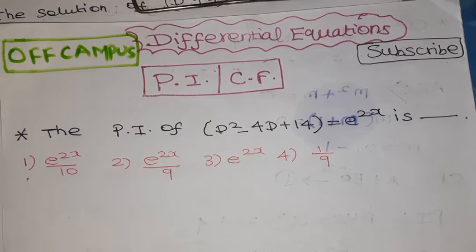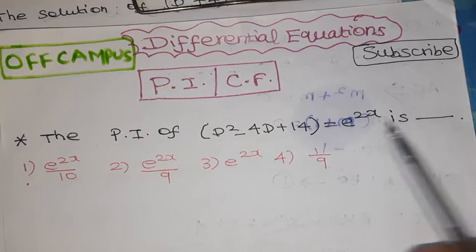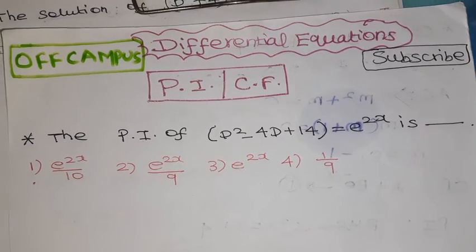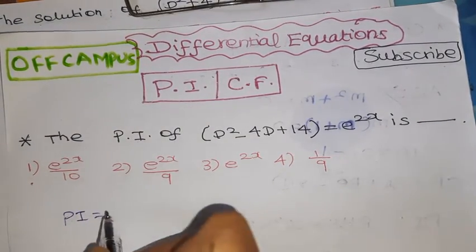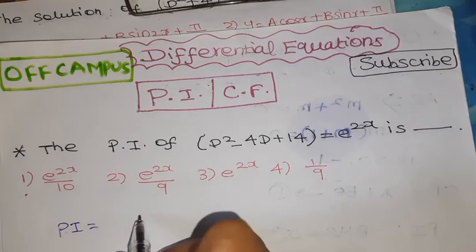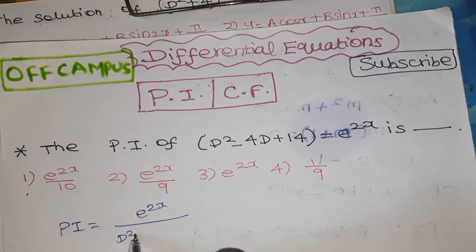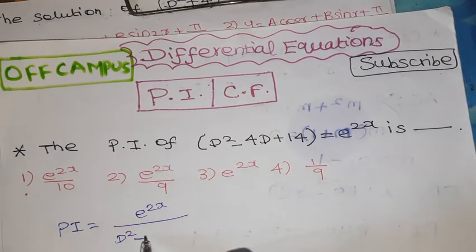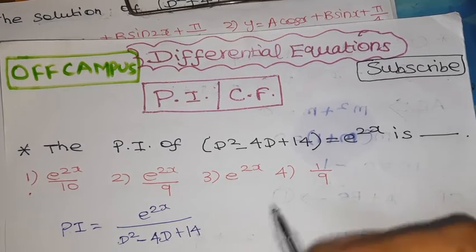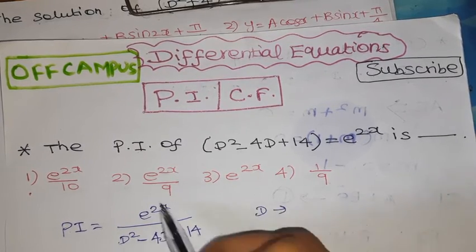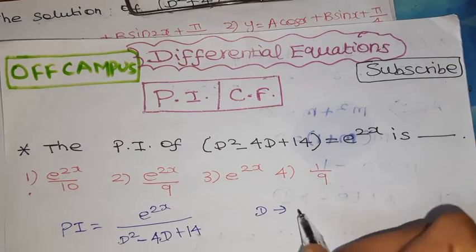First question: the PI of (D squared minus 4D plus 14) y equal to e power 2x. So, it is of the exponential form. For that exponential form, particular integral, in short we can say PI. To find PI, we use the RHS. RHS is of what type? Exponential type. For that, write the function in the denominator, D squared minus 4D plus 14. So, here what is D? D is replaced by alpha, where the RHS is e power alpha x; alpha equal to 2, replace D by 2.